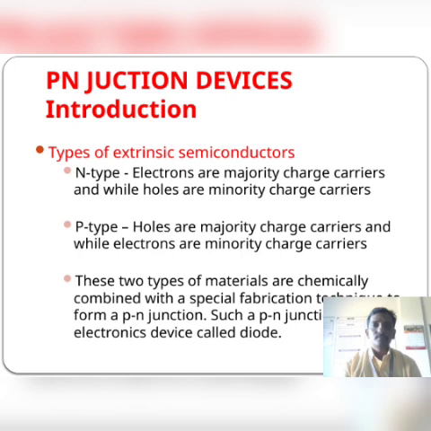These electrons and holes combine together to form an electron hole pair. The region where the electron and hole are pairing is known as the PN junction. Let us see it in detail in the next slide. So here is the PN junction diode.